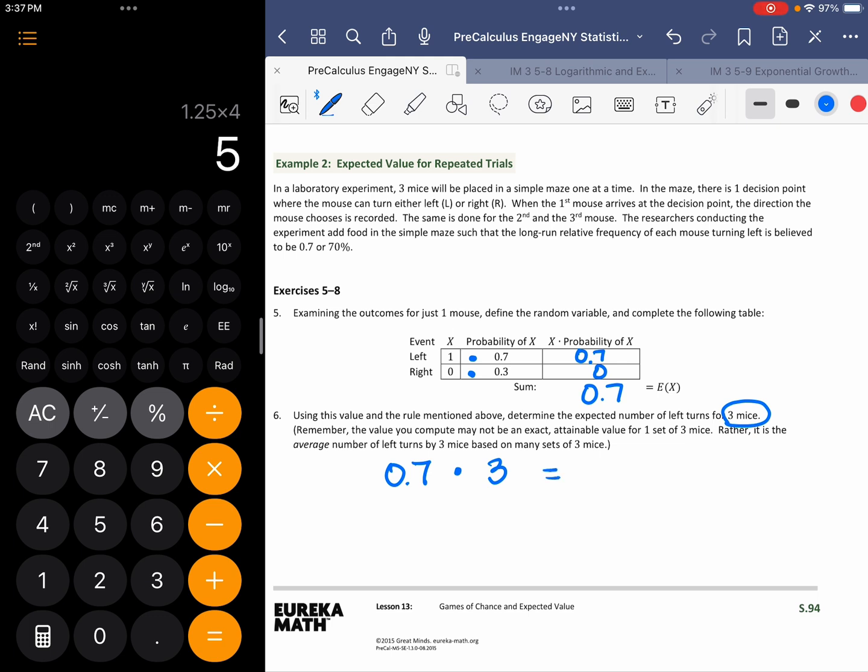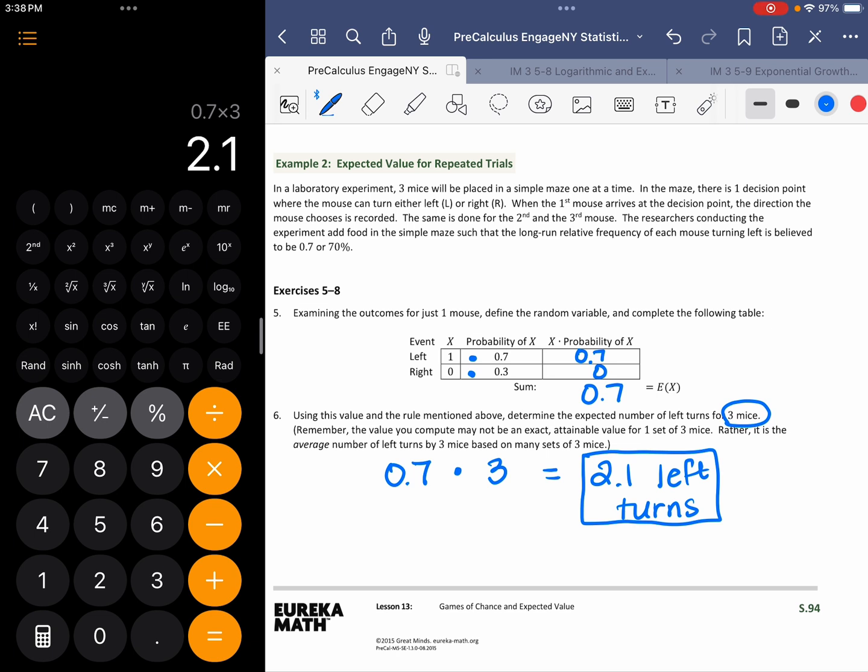And 0.7 times 3, if you'd like to use a calculator, you can. Maybe you've got this one on lock. We would expect 2.1 left turns from 3 mice. Now again, we're not going to actually observe 2.1 left turns. It only makes sense to talk about left turns in terms of whole numbers. But 2.1 left turns is our long run average of left turns that we would expect if we viewed a large number of sets of 3 mice.